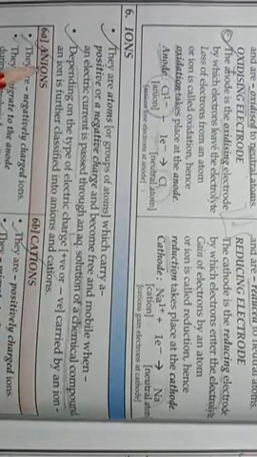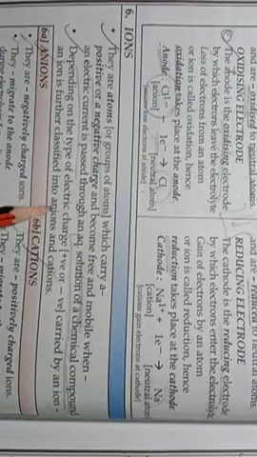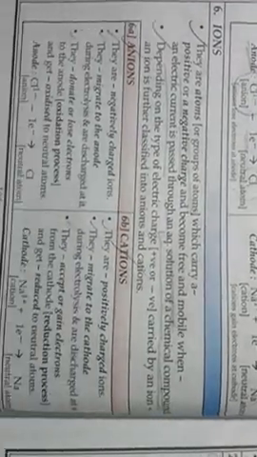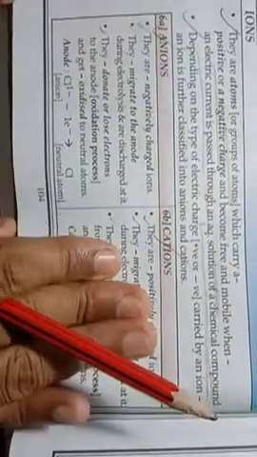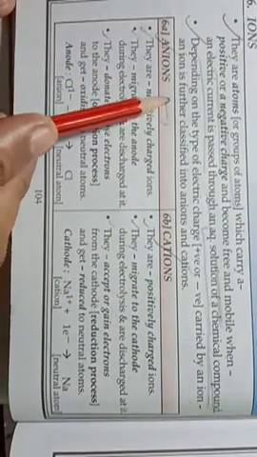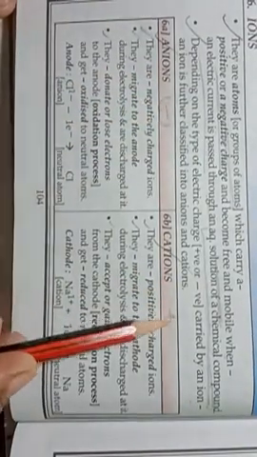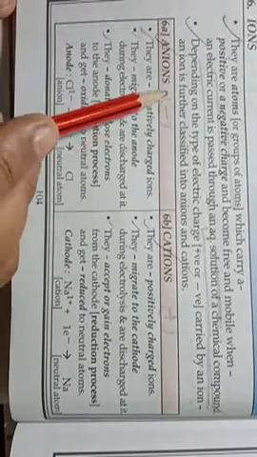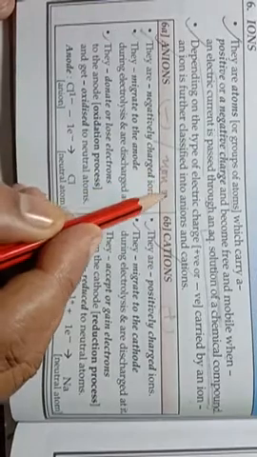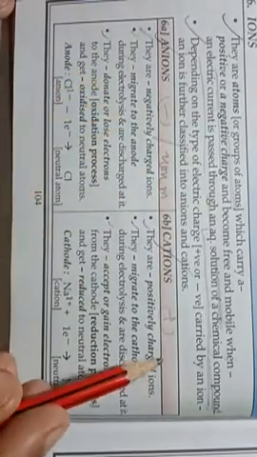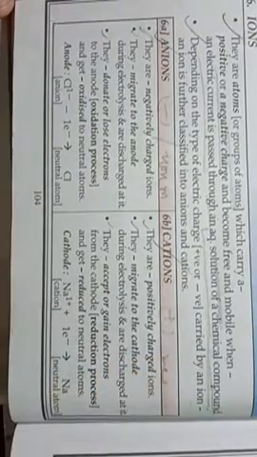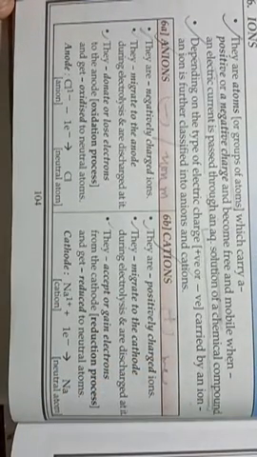carried by an ion, it is further classified into anions and cations. So overall there are two types of ions, anions and cations. So anions are the negatively charged ions, whereas cations are the positively charged ions. Anions are also known as non-metallic ions, and cations are also known as metallic ions. Okay students, metallic ions and non-metallic ions.